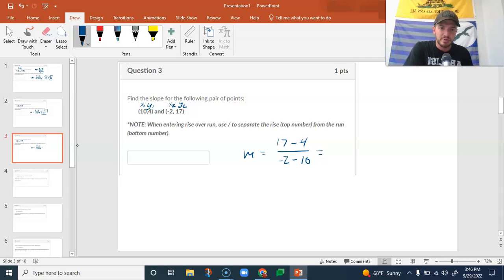So then you do 17 minus 4 is 13. And then negative 2 minus 10, again, make sure you guys are careful there. That will be negative 12. Make sure when you guys are putting in your answer that you put it in as negative 13/12. Okay, that will be helpful for those ones.